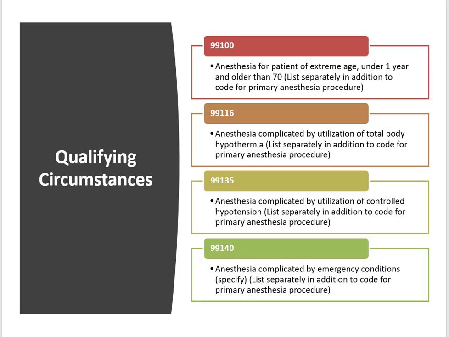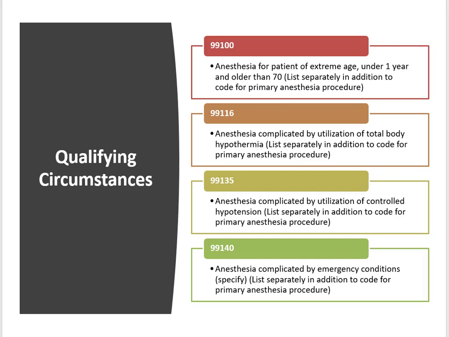Also on page 61, we have our add-on codes that are known as qualifying circumstances. Of note, a patient has to qualify for these circumstances. These circumstances include extreme age, a patient that is under 1 or over 70. Of note, some CPT codes do include the age as it relates to anesthesia services. You want to watch out for your parenthetical notes, because they will tell you if this add-on code should not be reported with that particular anesthesia code.